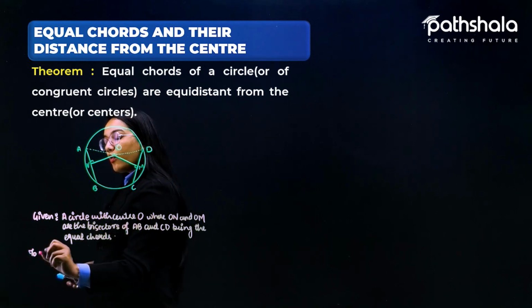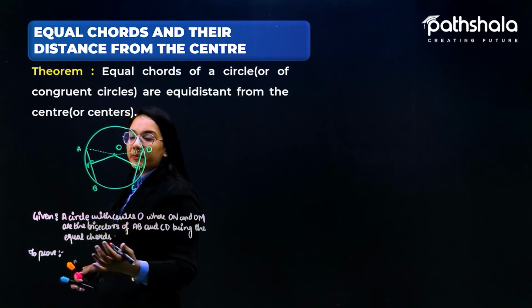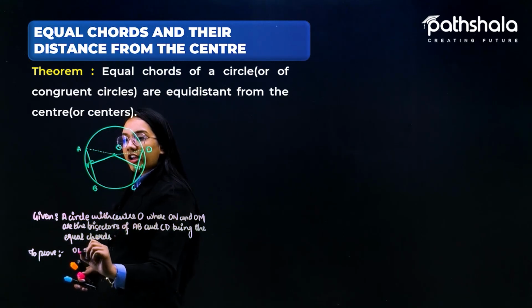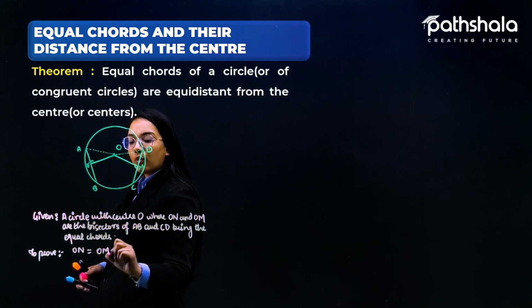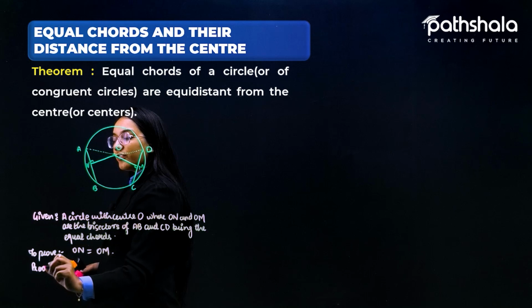So what do we have to prove over here? Rather than taking a construction, I'm just taking them under a given condition. So what do we have to prove over here? That ON is equal to OM, that they are equidistant to each other. So let's start the proof of this particular theorem.